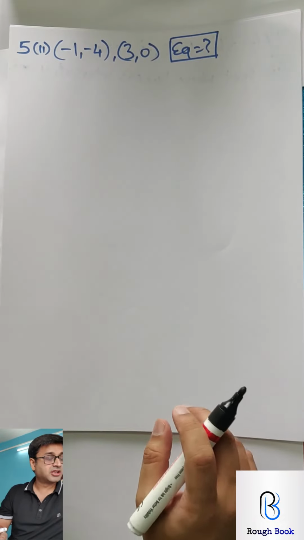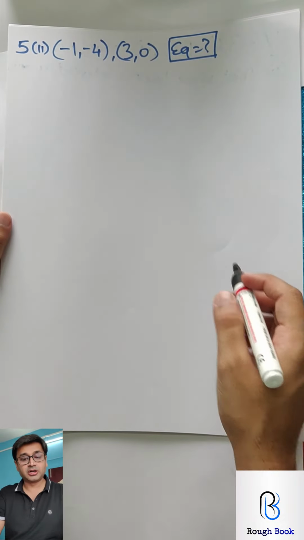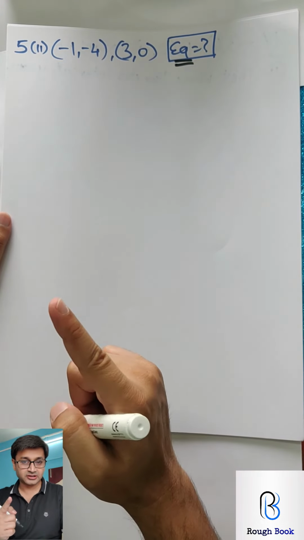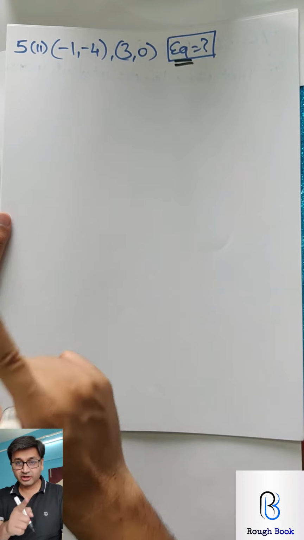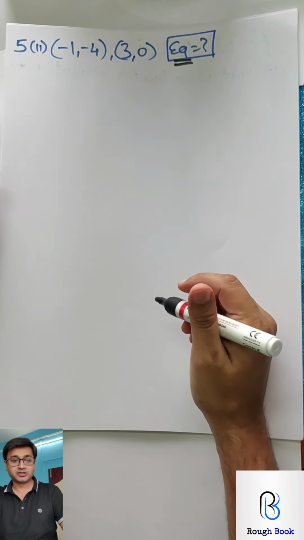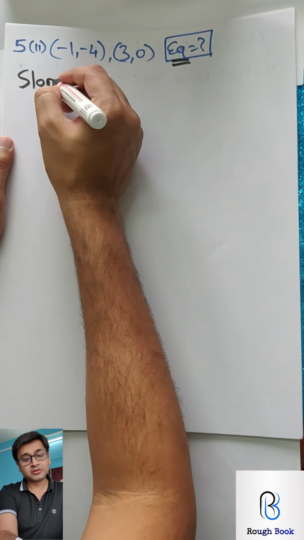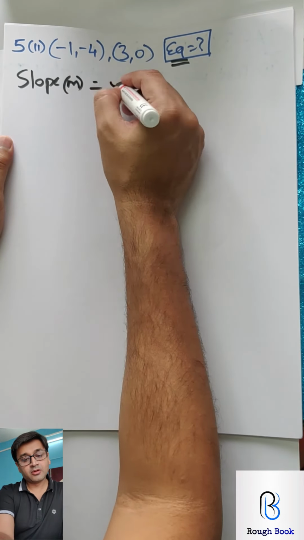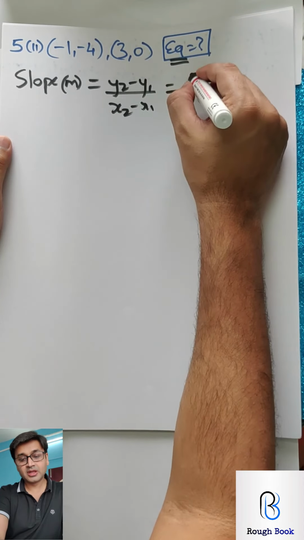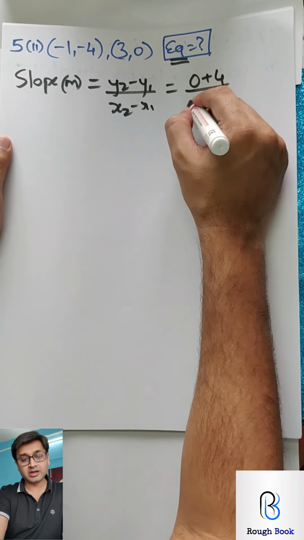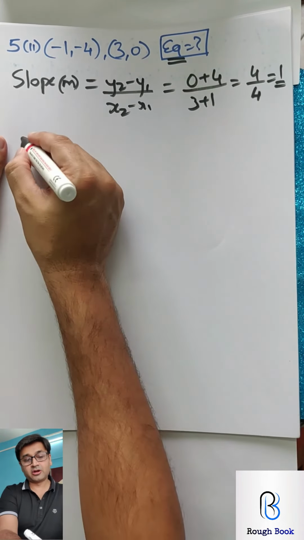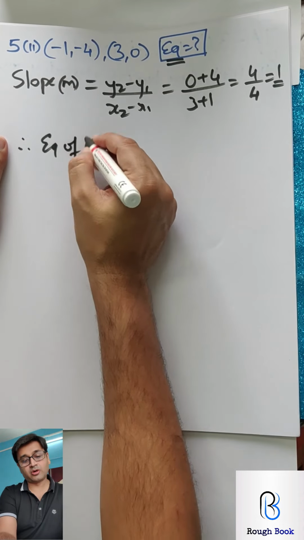Okay. Let's go to the next question. Sum number 5, part 2. 2 points have been given. Find the equation. I already told you. First find the slope by yesterday's last video's technique. Once you get that slope, then use any one point and point-slope. So let's find the slope first. So slope m = (y2 - y1)/(x2 - x1). So I am taking 0 + 4 and 3 + 1. So 4 by 4, slope is 1.